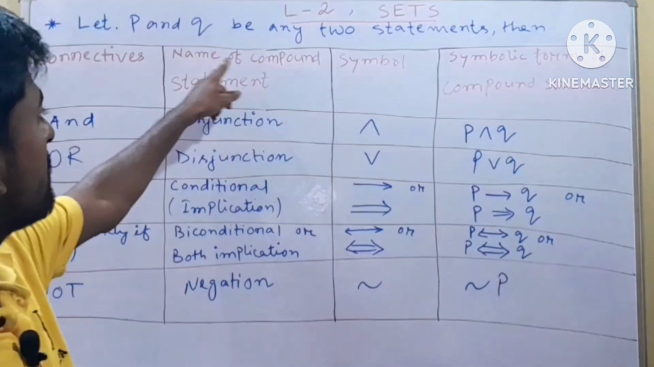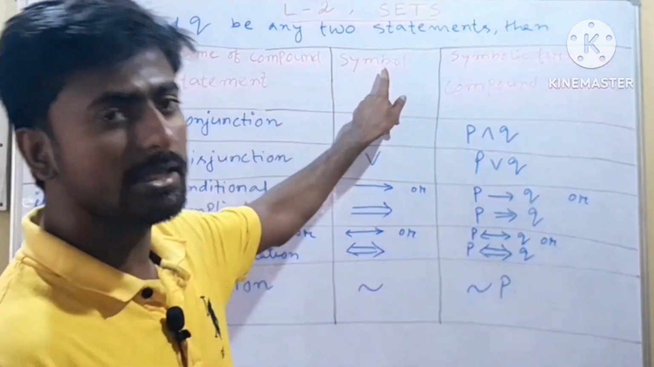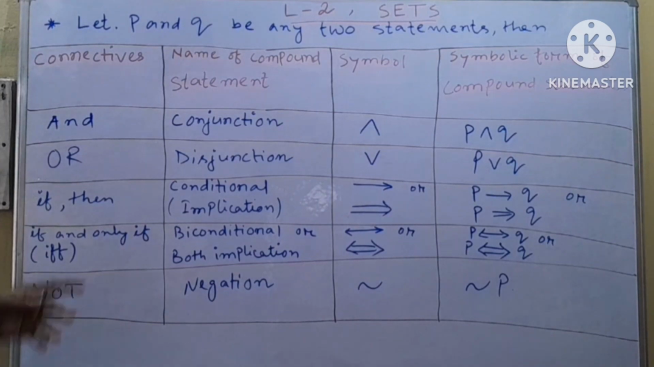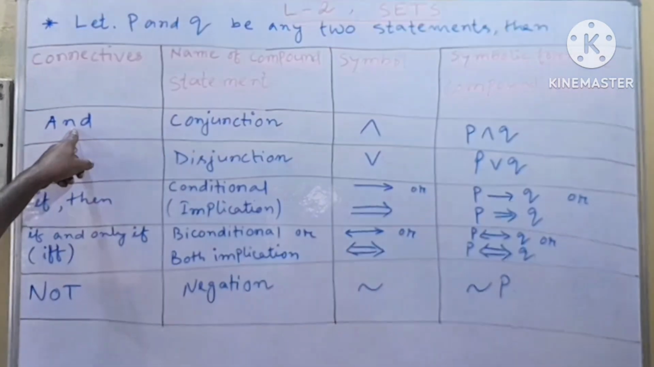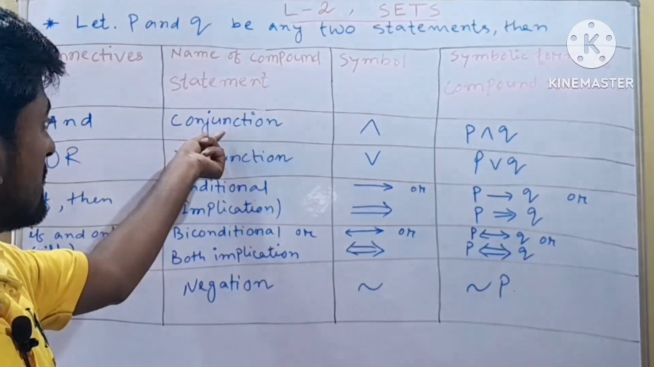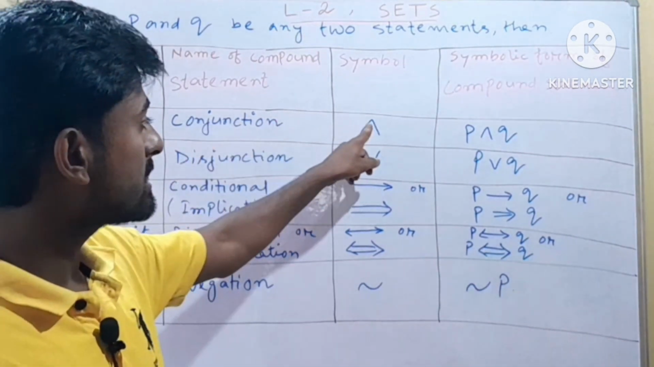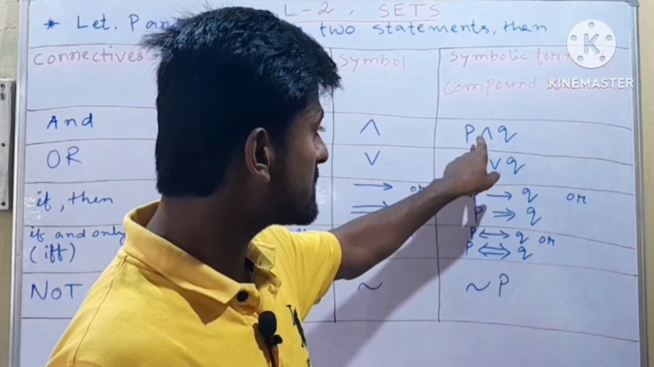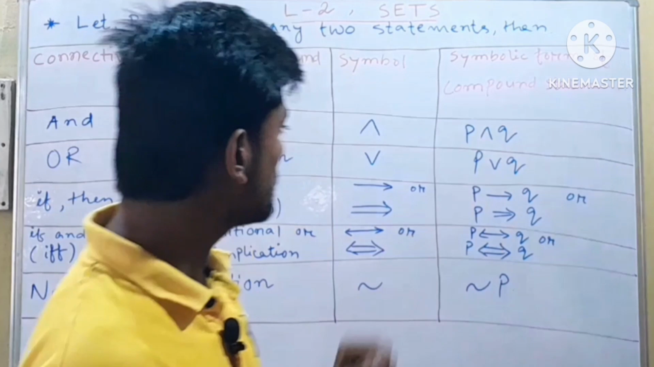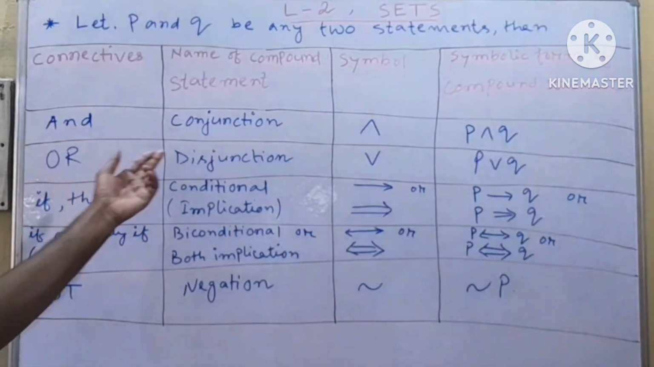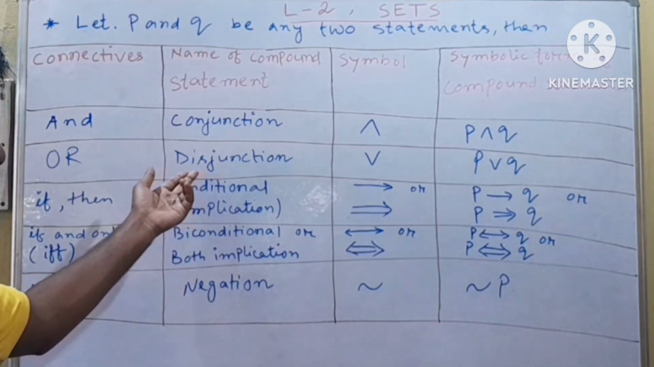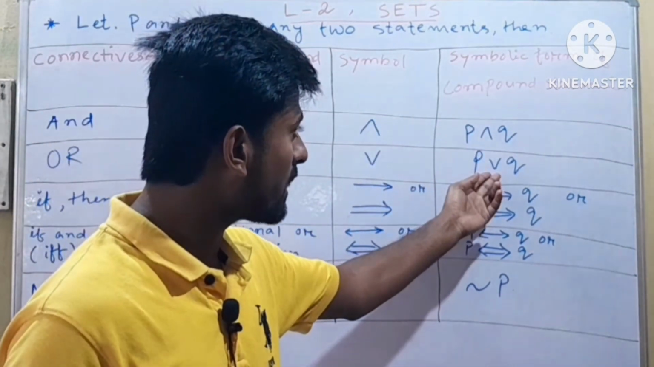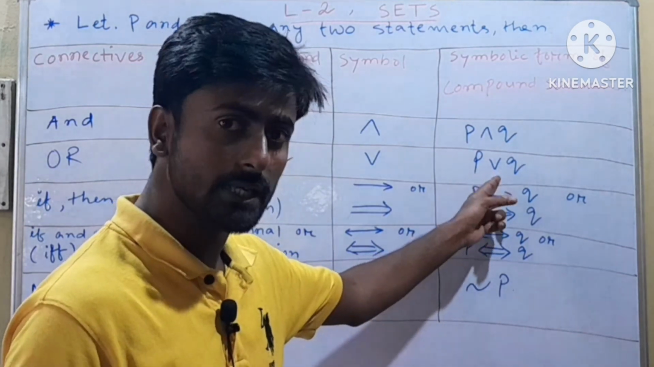Here, connectives, name of compound statement, then symbol, and then symbolic form of compound statement. First connective is and. It is known as conjunction. Symbol is this one. This one is conjunction, and symbolic form is P conjunction Q. Next, or, that is disjunction. Disjunction symbol is this one, and symbolic form of compound statement is P disjunction Q.